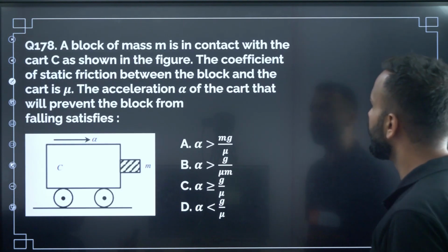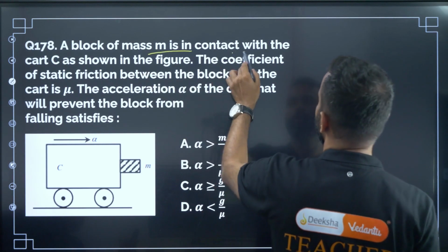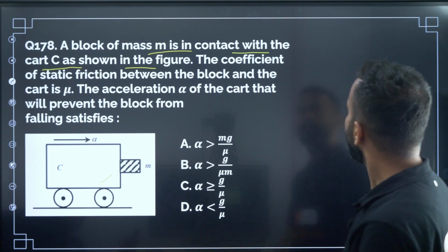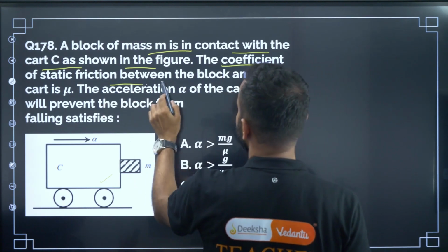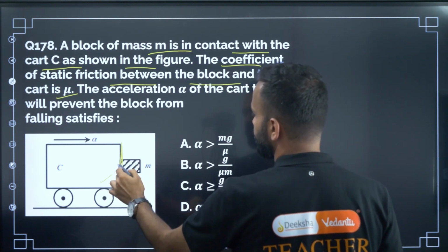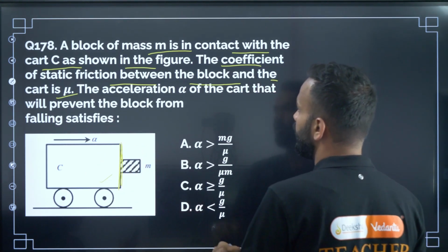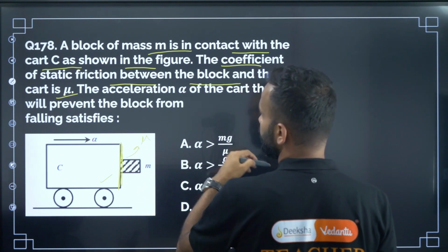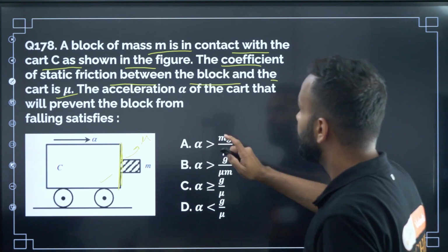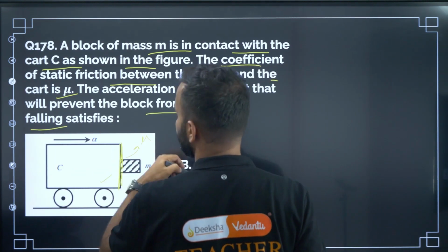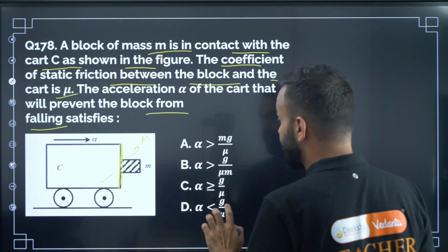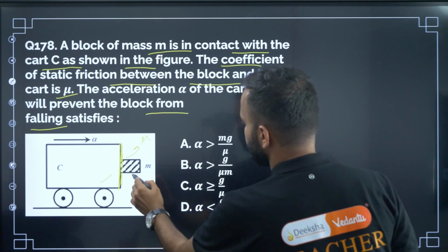178. A block of mass M is in contact with the cart C as shown in the figure. This is the figure. The coefficient of static friction between the block and the cart is mu. The acceleration alpha of the cart that will prevent the block from falling satisfies. Okay, so here let us draw the free body diagram of this block.